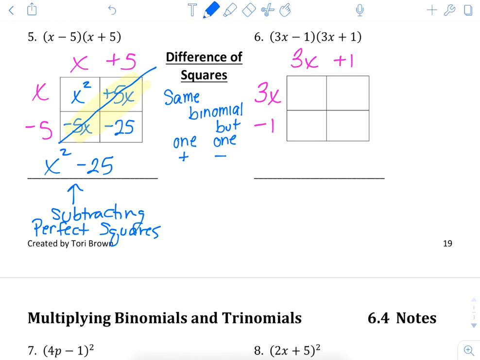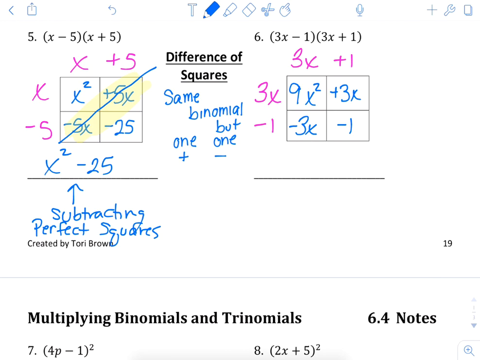Okay. All right, let's talk about number 6. 3x times 3x is going to be 9x squared. 3x times 1 is a positive 3x. 3x times negative 1 is a negative 3x. Negative 1 times positive 1, it's not 0. Remember, we're multiplying, so negative 1.